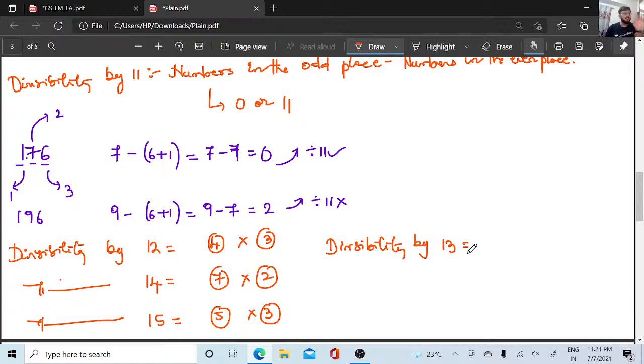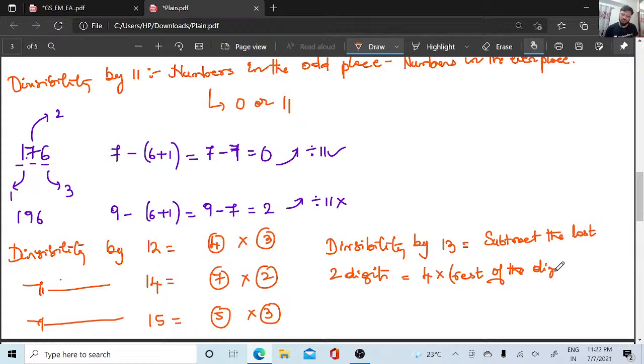We will take the last two digits of a number, whatever number is there, and add them to 4 times the rest of the digits, that is 4 into the rest of the digits. So this is the rule for 13.